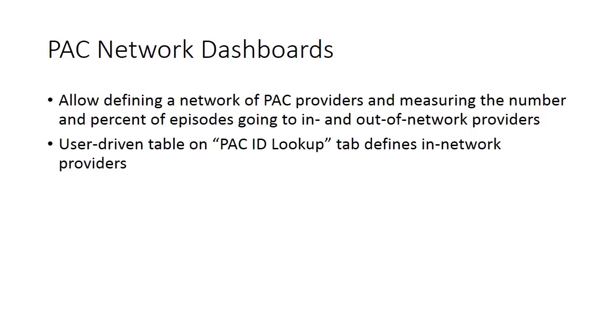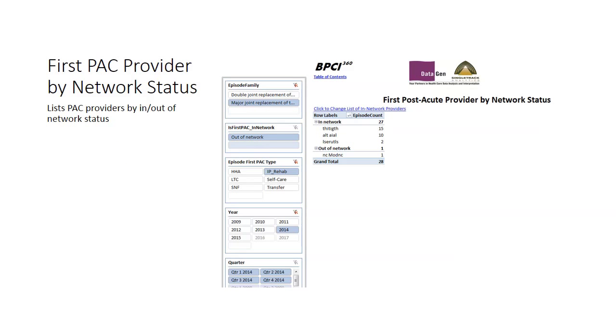There's an Excel worksheet that you use to specify which providers are in your network, and that Excel worksheet is linked into the data model so that the reports can utilize it to identify the providers who are in and out of the network. This is one of those reports. This report shows a summary of episodes that were in network and out of network, as defined by the in and out of network table that I'll show you in a couple of minutes.